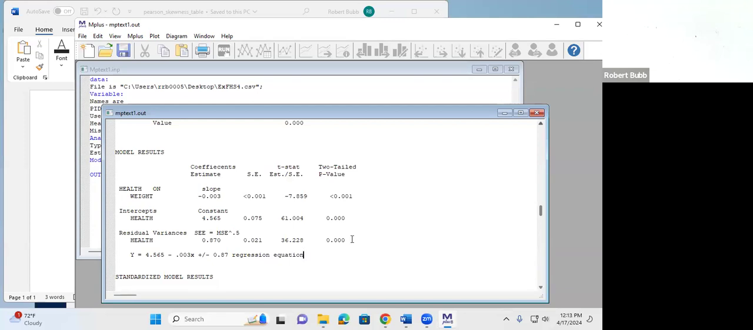Interpretation works the same way as all semester, right? Slope is just every 1 unit increase in weight results in a negative 0.003 change in self-reported health. That value makes sense because weight has a very wide range of values, whereas health is only a 1 to 5 scale. So you've got to increase weight quite a bit to really have an impact on health. We would expect a 1 pound increase to be a very small value.